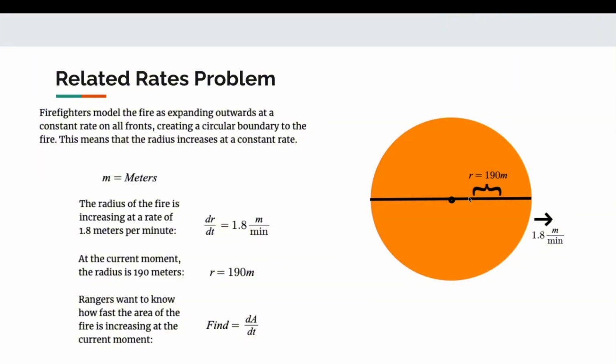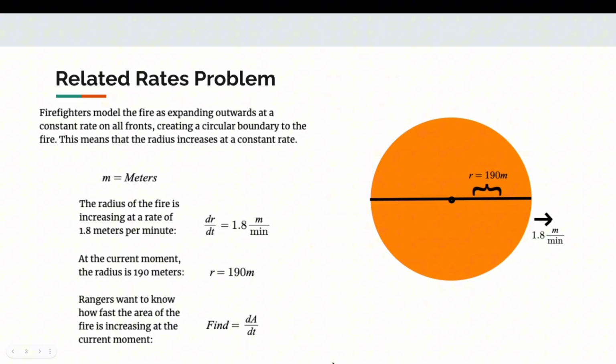So you can see this is the radius at a certain point in time, and this is how much it's increasing. So m equals meters, obviously, and then the radius of the fire is increasing at a rate of 1.8 meters per minute. Here we can write this as dr over dt equals 1.8 meters per minute. And then at this current moment, the radius is 190 meters, so r equals 190 meters.